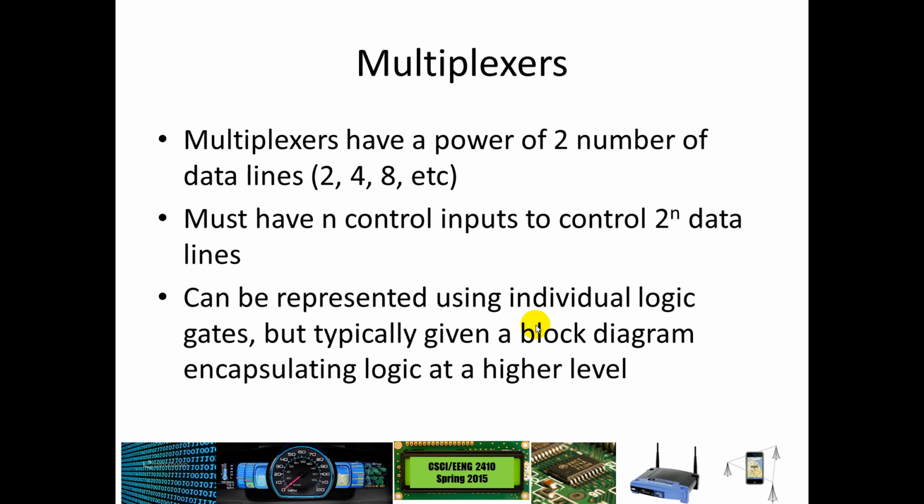So multiplexers can of course be bigger than just a 2-to-1 multiplexer, as you just saw in the previous slide. For any number of select lines or control lines, you can have 2 to the n inputs. So if we add another control line, then we could have 4 different inputs. If we had 3 total control lines, then we can have 8 inputs, etc. And we can look at those using individual logic gates. We'll look at that in a slide in just a moment.